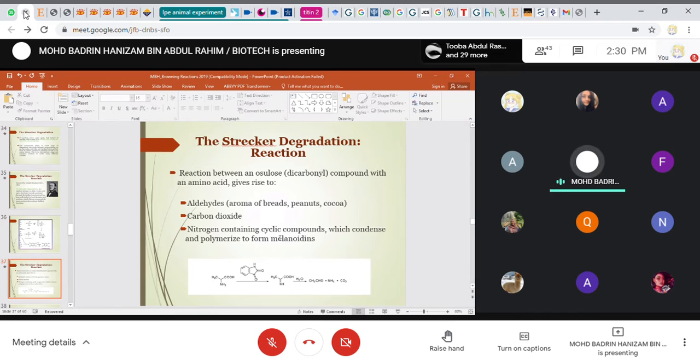So same goes with secondary degradation. Secondary degradation will produce more compounds compared to if you start with Schiff base, or if you start with reductone and so on. So during secondary degradation, the end product will be the same, melanoidin, but in between, the products that can be formed from secondary degradation are a lot more than in the other pathways.